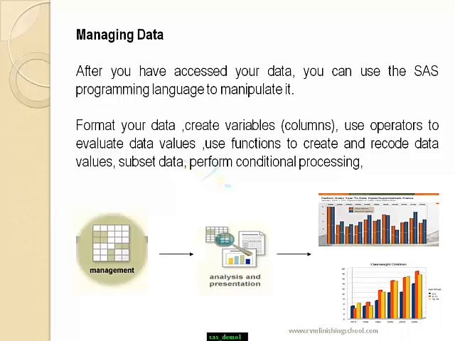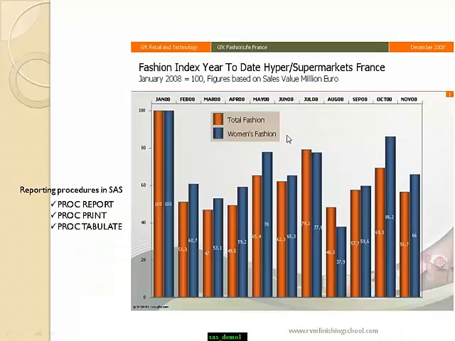The report will be in the form you can see here: the analysis and presentation can be prepared in the form of graphs and charts. Now, by looking at this graph, what will the SAS analyst do? They analyze and make strategies. Can you figure out, looking at this graph? This graph shows the fashion index of hypermarkets and supermarkets in France. We use statements like proc report, proc print, and proc tabulate in SAS to give the report. And the SAS analysts make out the strategies and decisions.